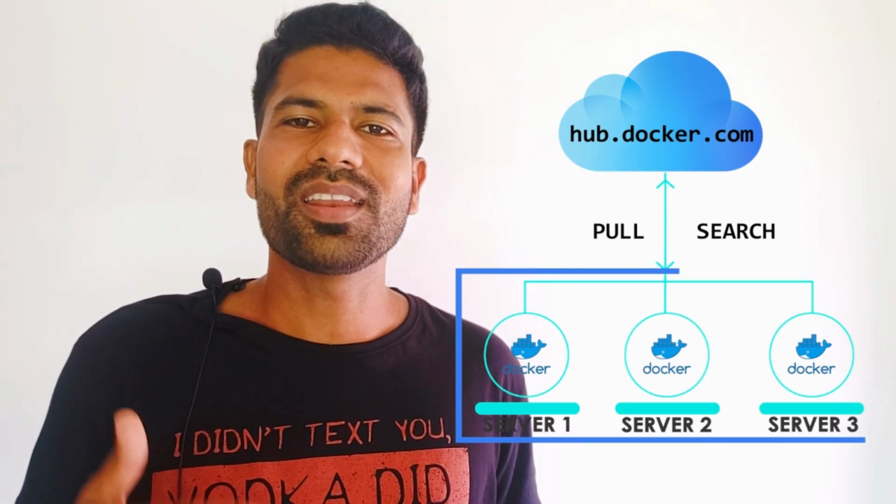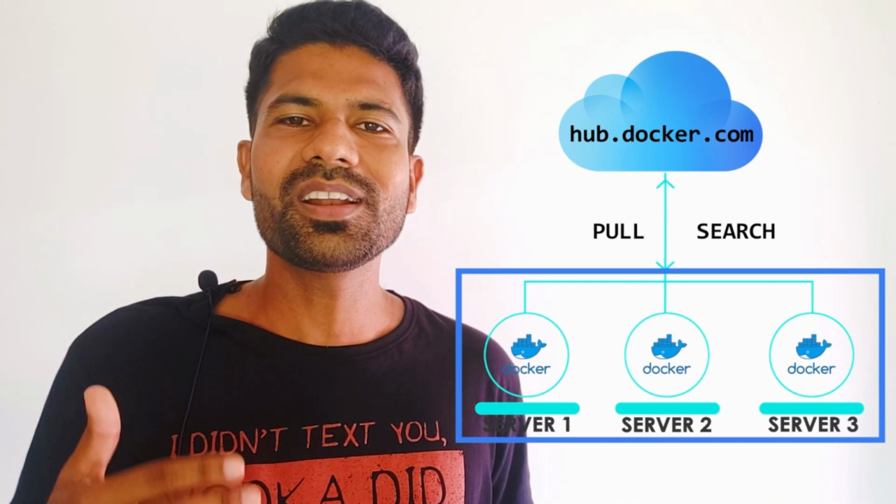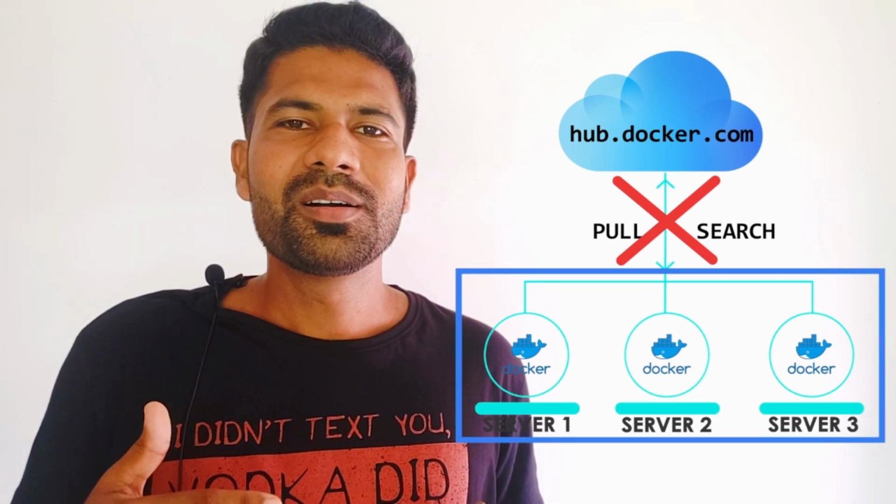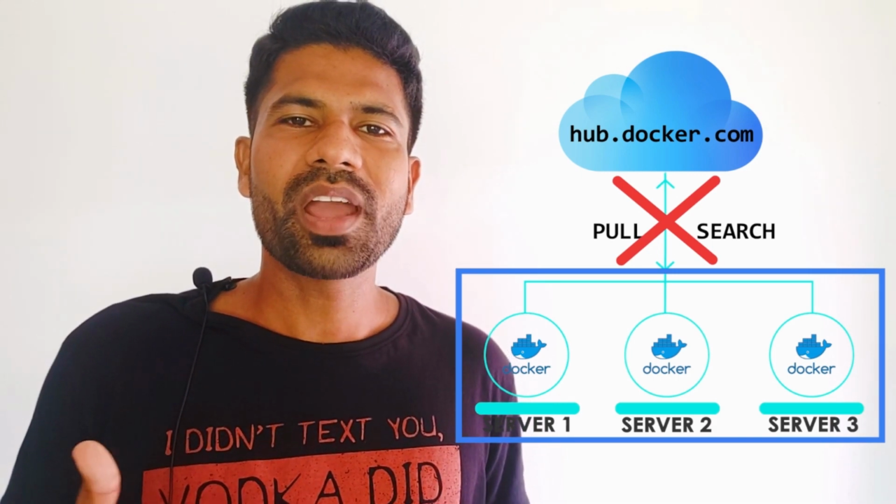But it is not a good idea to fetch the container images from a public repository if you are using Docker in an organization. As a best practice, you should have a Docker private registry or repository. A Docker registry or repository is a place where your container images are stored.